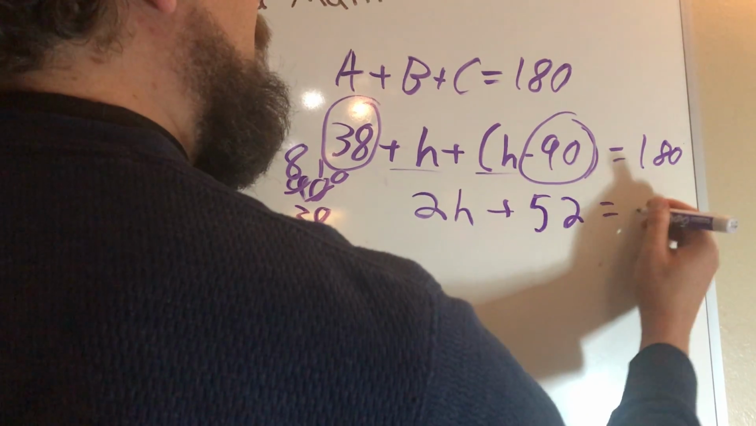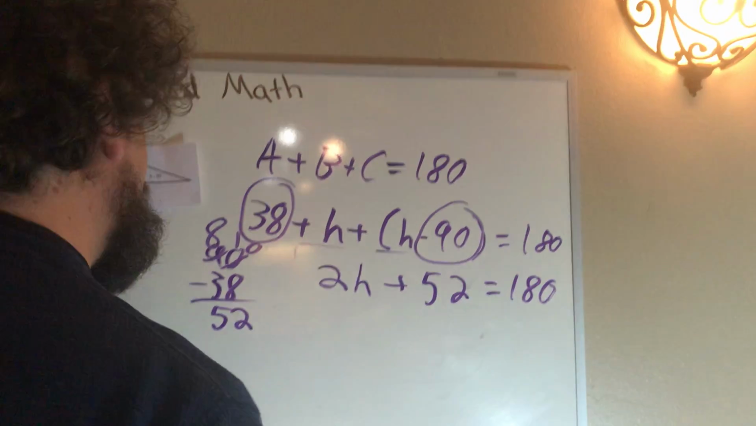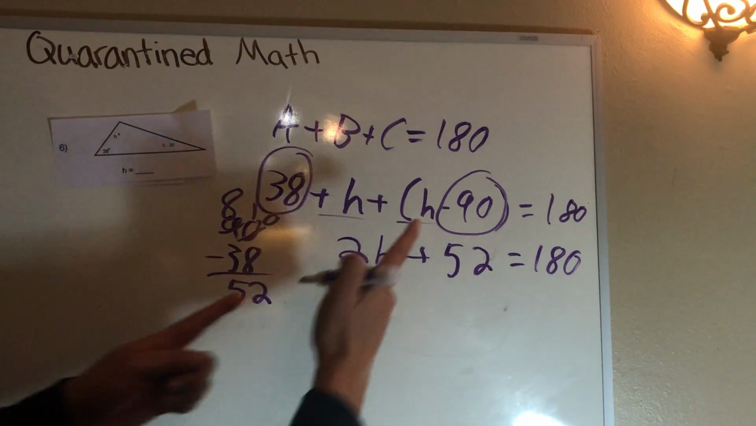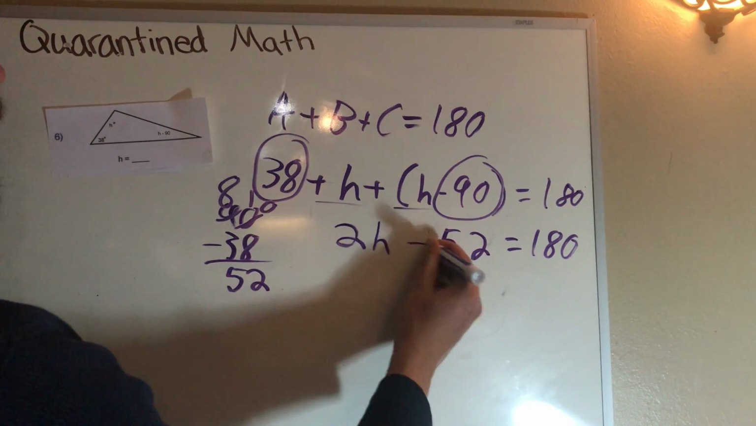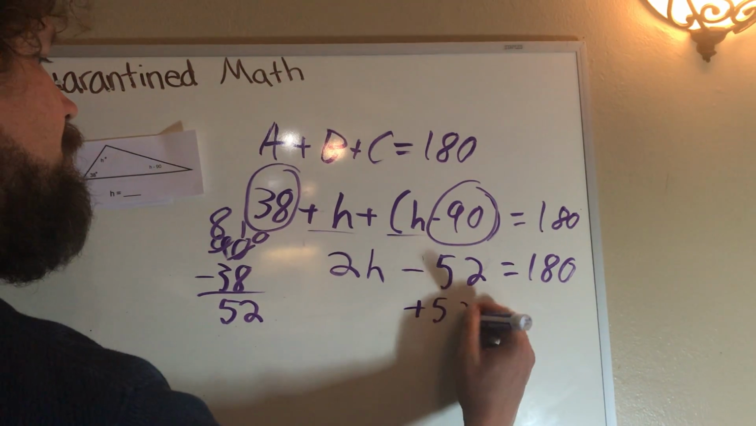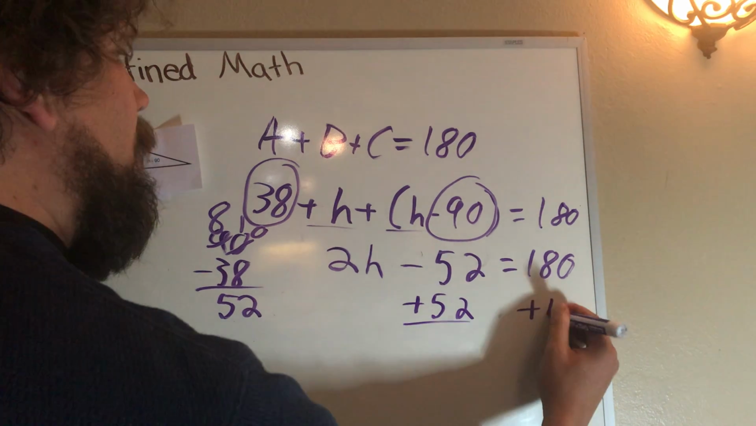Wait a second. A mistake by Mr. Fessenden right there. Keep the bigger sign. I forgot about that. So there should be a negative, which seems weird. Let's add 52 to both sides. Opposite operations. Whoa, what did he do?